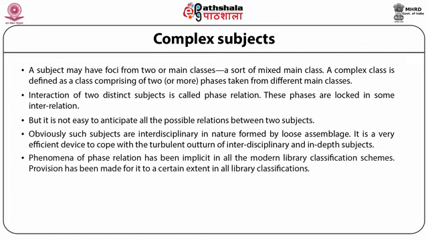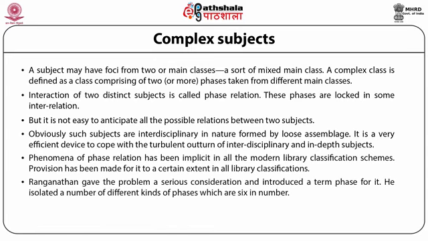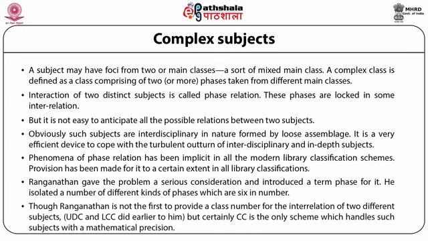The phenomenon of phase relation has been implicit in all the modern library classification schemes. Provision has been made for it to a certain extent in all the library classifications. Ranganathan gave the problem serious consideration and introduced the term phase for it. He isolated a number of different kinds of phases, which are 6 in number. Though Ranganathan is not the first to provide class numbers for such interrelation of two different subjects, UDC and LCC did earlier, certainly CC is one of the schemes which handles such subjects with mathematical precision.